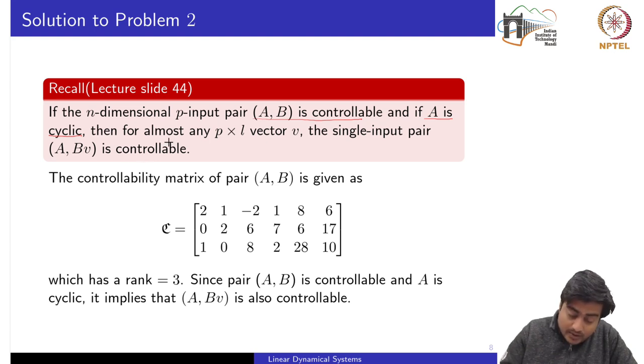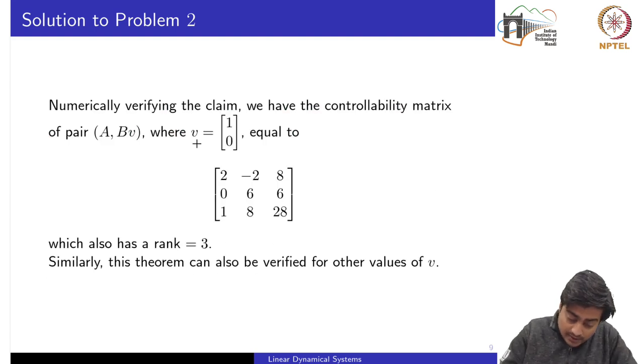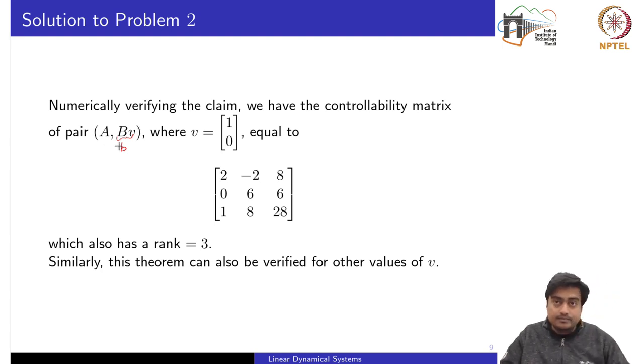Here in this problem, the v vector is given to us as v equal to 1 0. We can numerically verify this as well if I compute another pair A comma B v, because now this B v would be a vector, and we know that the controllability matrix would be a square matrix, which you can see here, and again the rank is 3. So we have verified this for the v given in the problem. You can also take another v vector and verify whether, with your selected v vector, this A comma B pair is controllable. Okay.